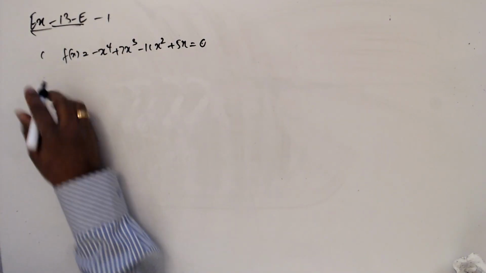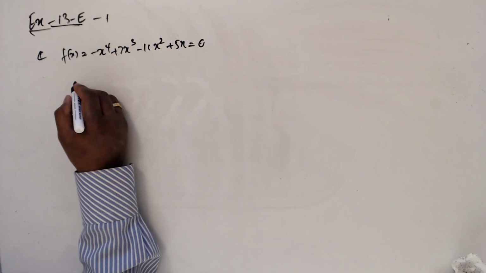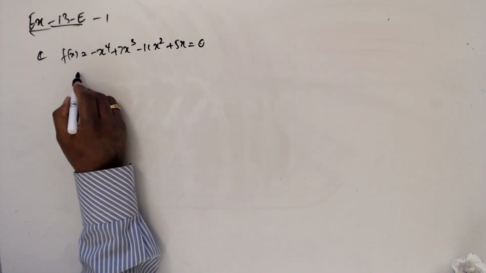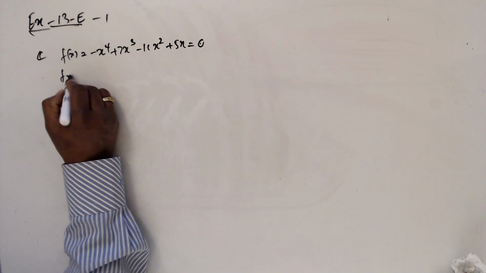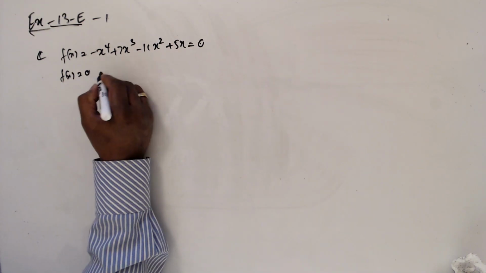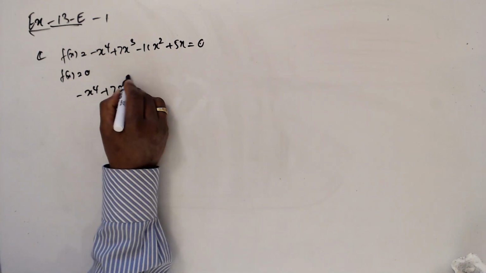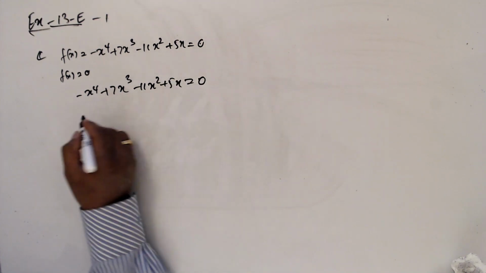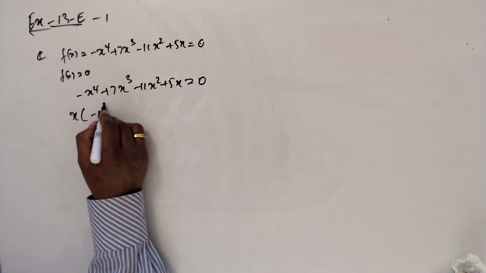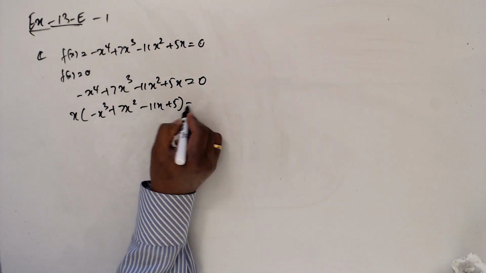Part C, let's sketch this one. We'll take x out. Okay, if x equals 0, then minus x^4 plus 7x^3 minus 11x^2 plus 5x equals 0. When I take x out, this is x times (minus x^3 plus 7x^2 minus 11x plus 5) equals 0.